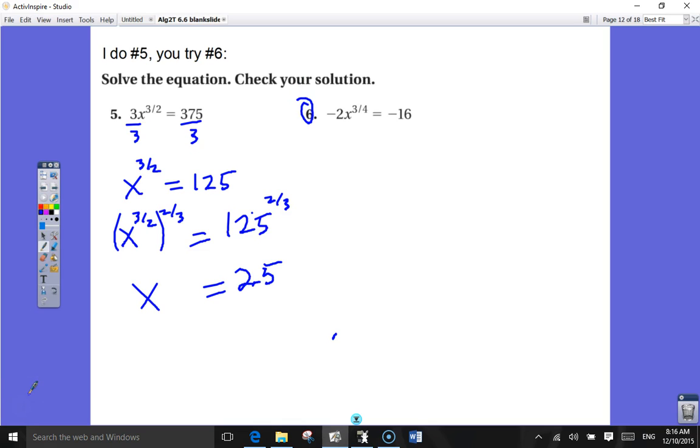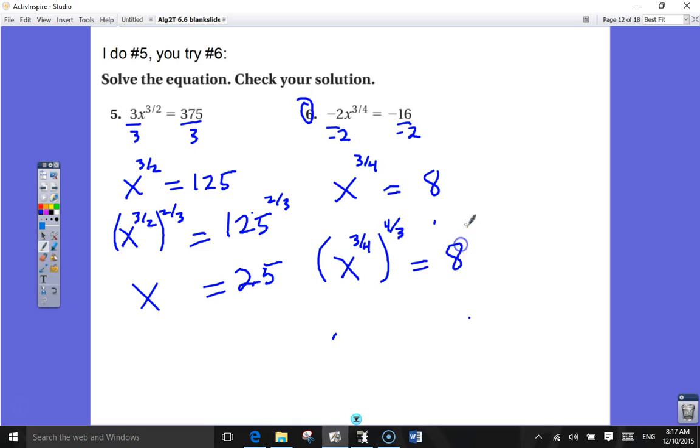What did you do to isolate? Divide by -2. So now we've got x to the 3/4 equals 8. Okay, now how do I undo raising something to the 3/4? Raise it to the 4/3. X to the 3/4 to the 4/3 equals 8 to the 4/3.